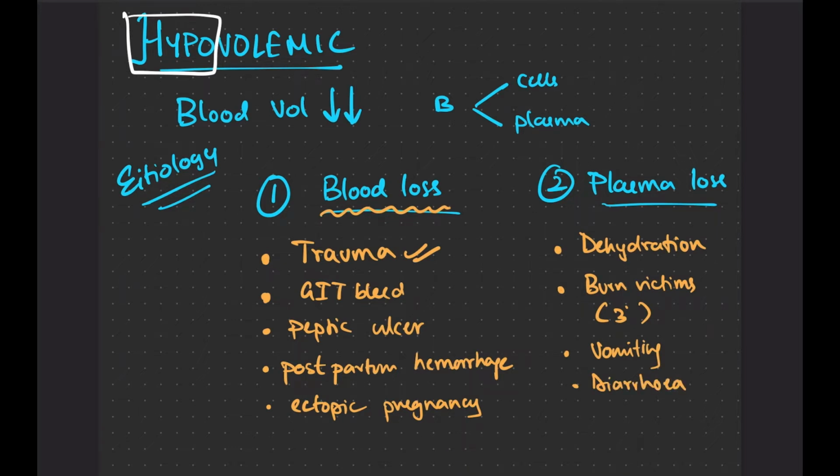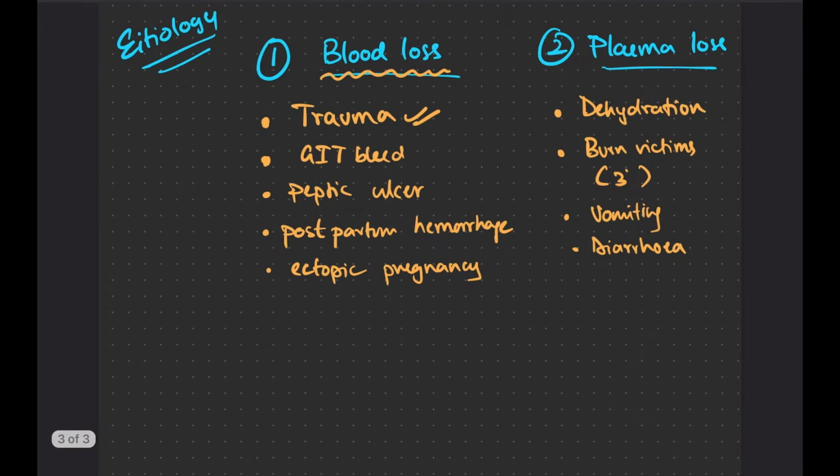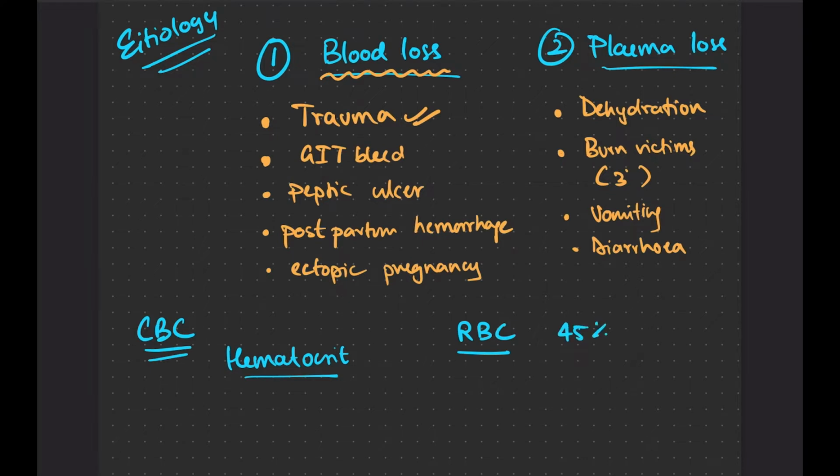So how do you identify whether this person is suffering from blood loss or plasma loss, because depending on the cause the treatment will vary. So what can we do? We can do a CBC, and this will help us figure out the hematocrit. So what is the hematocrit? It is the percentage of RBCs in blood. Normal hematocrit is about 45%.